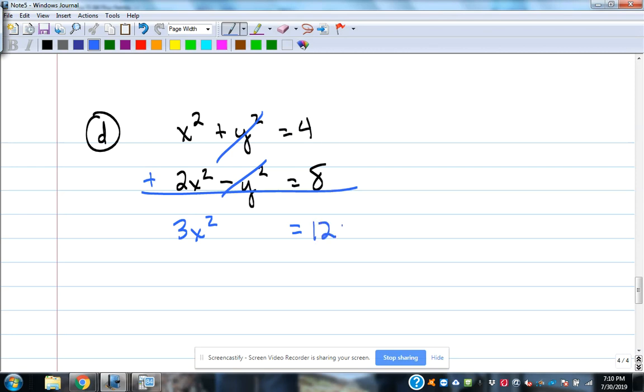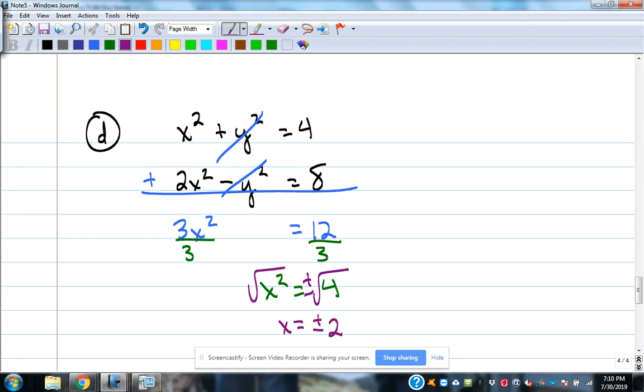I actually ended up with a pretty easy one to solve here. I can divide by 3, and there I've got x squared is equal to 4. Hey, that's phenomenal. I like it when that happens, because I can take the square root of 4. I'm pretty good at that one. So I get x is equal to positive 2 and negative 2.